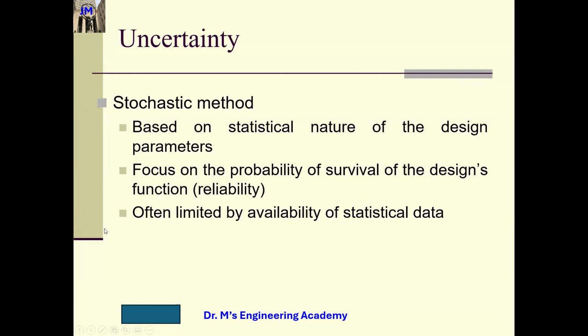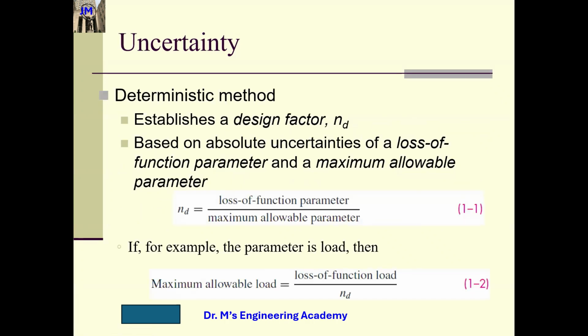So the stochastic method is based on the statistical nature of the design parameters and focuses on the probability of survival of the designer's function, often limited by the availability of statistical data. So uncertainty and the stochastic method are related. The first one is the deterministic method, and we have one concept called design factor ND.